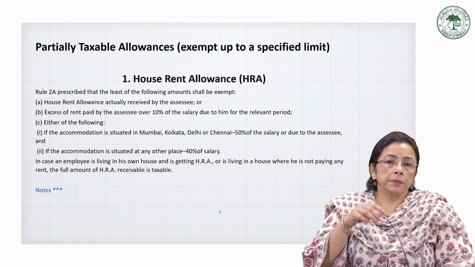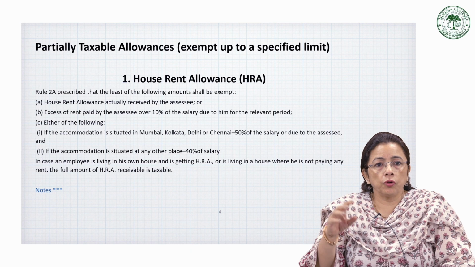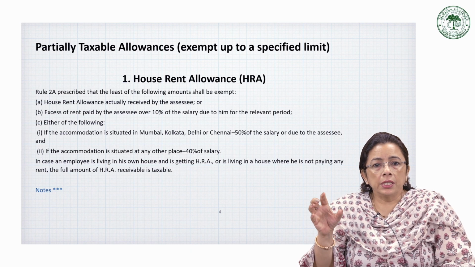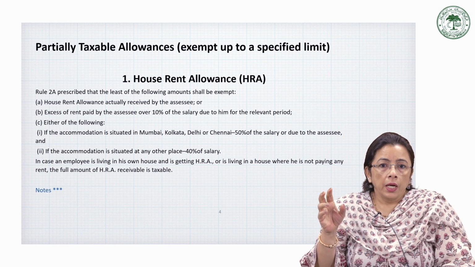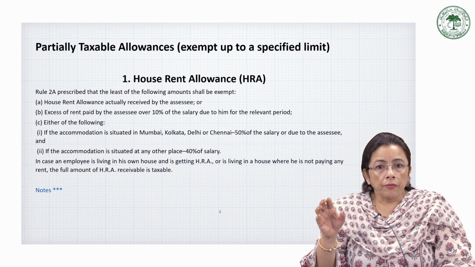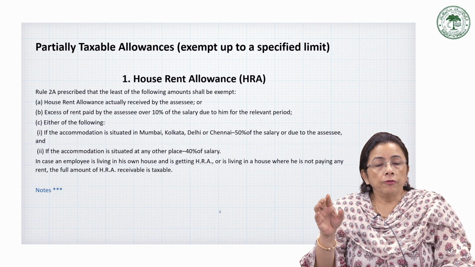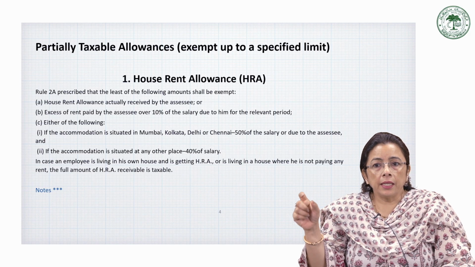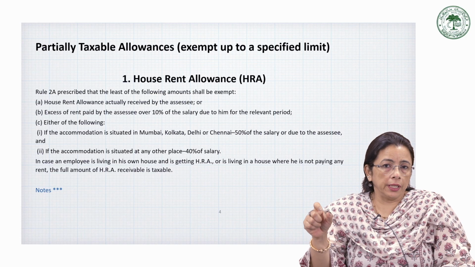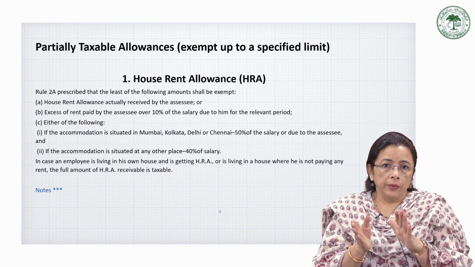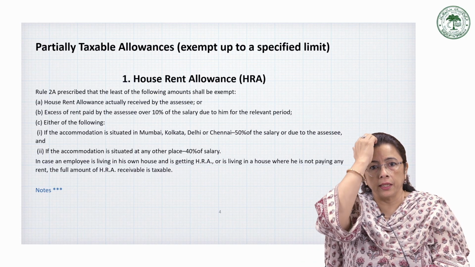So now we proceed further. Certain allowances are not fully taxable under the head income from salaries. Instead, they enjoy partial exemption under a specific provision of the Income Tax Act. This we discussed in the previous session itself.